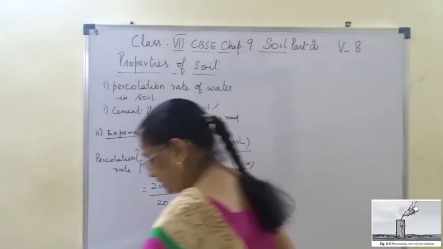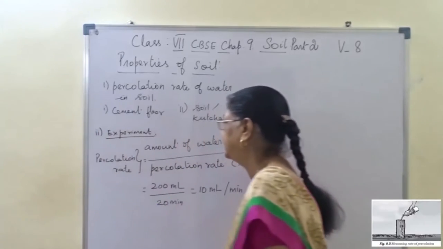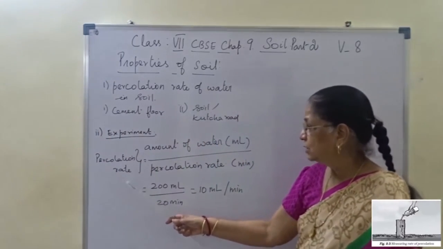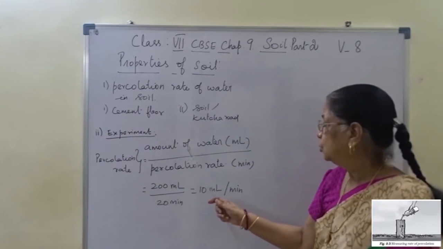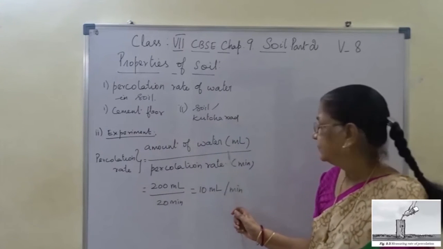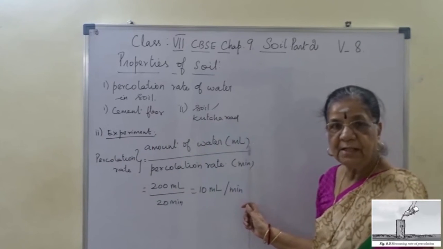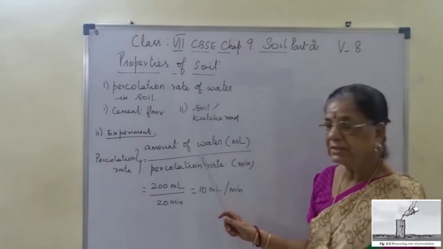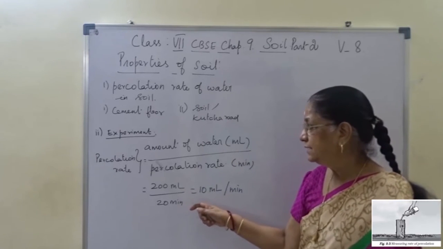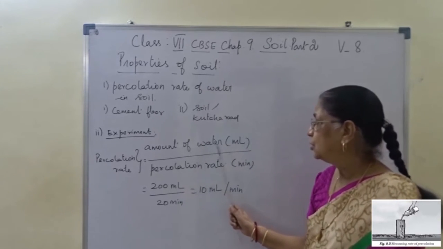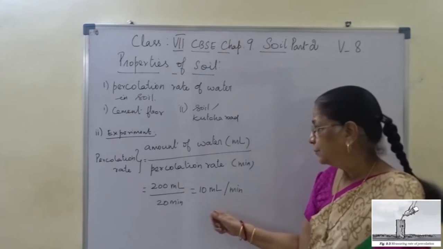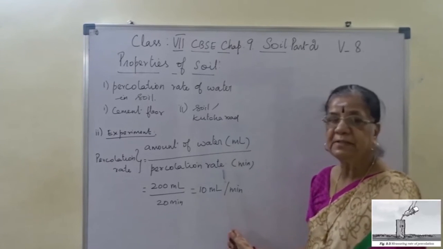This percolation rate can be calculated as: percolation rate of water in the soil is the amount of water taken, in ml, milliliter. We have taken 200 milliliter of water. Is it not? So percolation rate is equal to amount of water taken, that is ml, by percolation time.